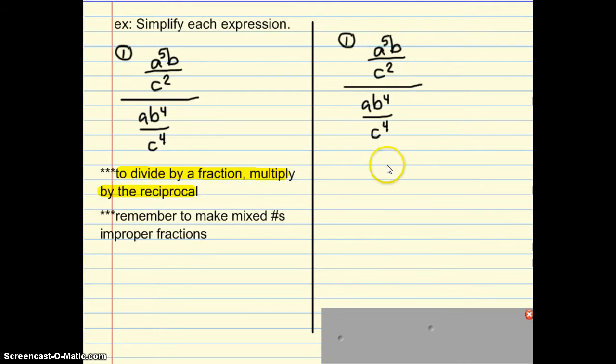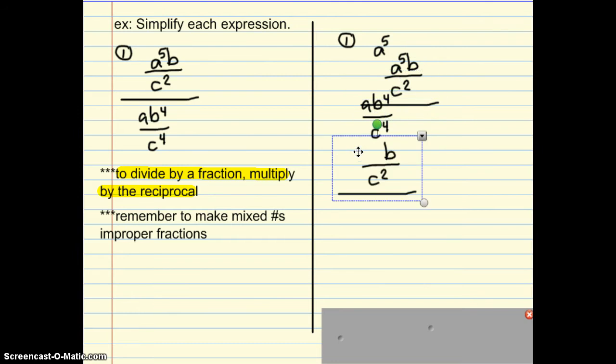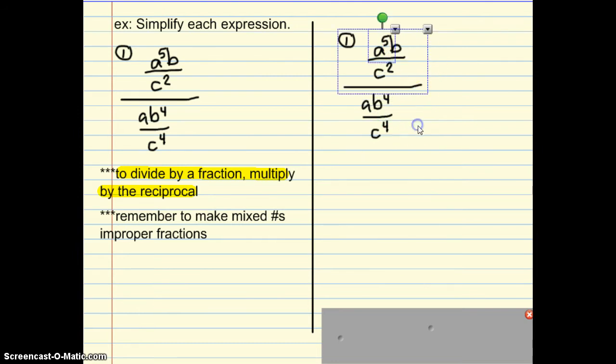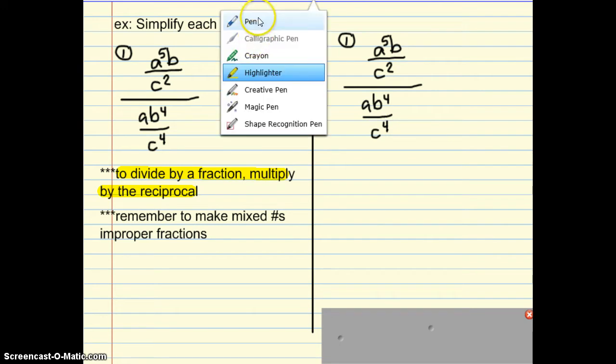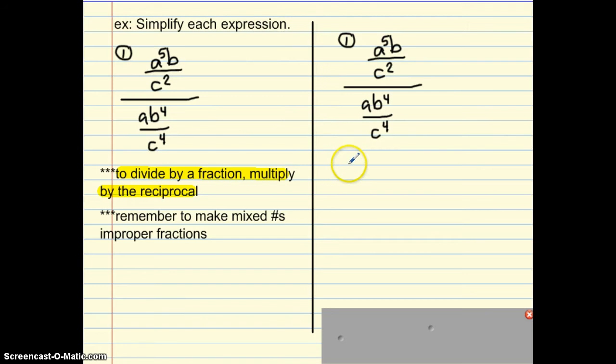I have my expression, and we're going to write it. Our top number, or our numerator in this case, is going to stay the same. So we will have a to the 5th b over c squared. Instead of dividing, we're going to multiply, and we're going to take the reciprocal of the bottom. So c to the 4th goes on top, and a b to the 4th goes on the bottom.